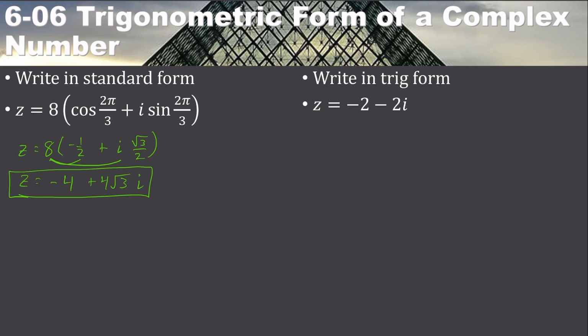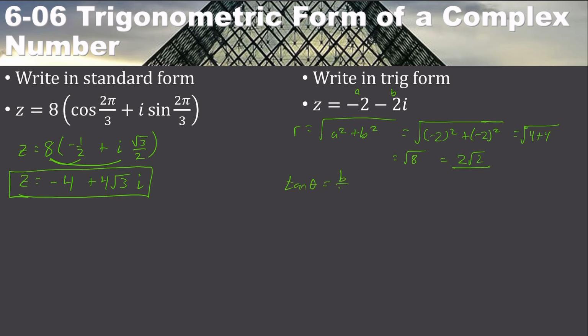How about going the other way? Let's write the standard form into trig form. Well, we need to find everything, so let's find r first. r was the square root of a squared plus b squared, so that would be the square root of negative 2 squared plus negative 2 squared. Don't put the i. So that's the square root of 4 plus 4, which is the square root of 8, which is 2 square root of 2. So r is 2 square root of 2.